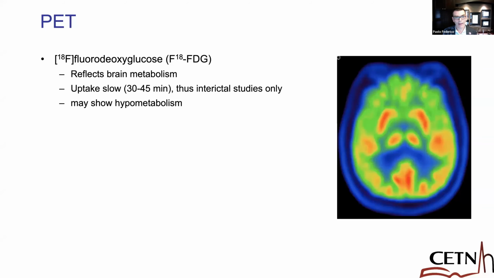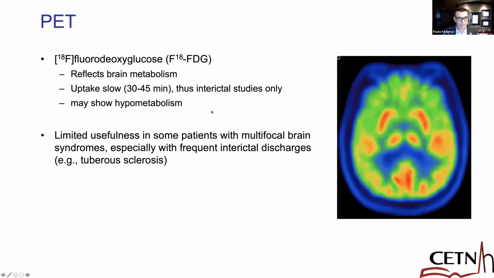Now I'll talk briefly about PET, and I'm by no means an expert compared to some members, such as Dr. Kobayashi. PET typically is used to measure metabolism through radiolabeled fluorodeoxyglucose. The uptake is slow, and therefore interictal studies can only be performed. In patients with abnormal findings, typically we see hypometabolism, unless they have a very active interictal EEG, where sometimes you may see hypermetabolism. It does have, unfortunately, some limited usefulness in some patients with multifocal brain syndromes, especially those with frequent interictal discharges.